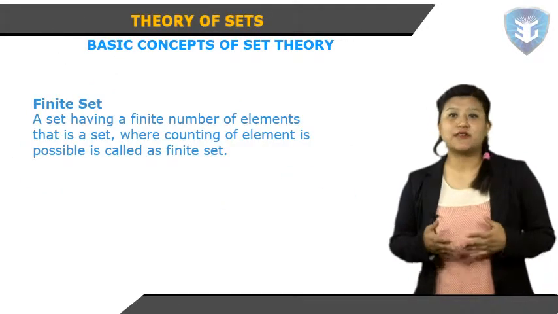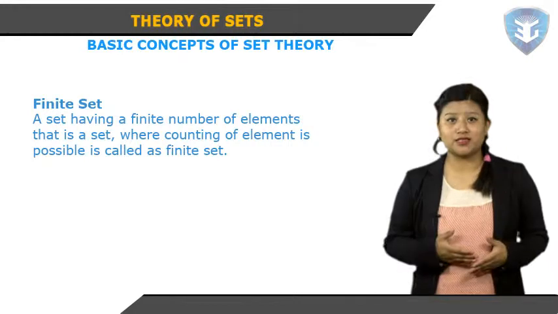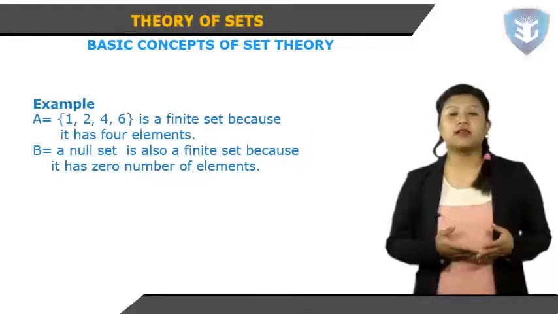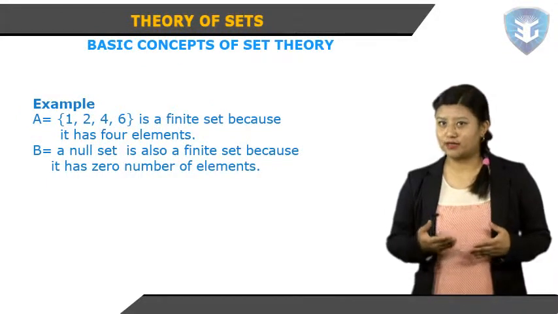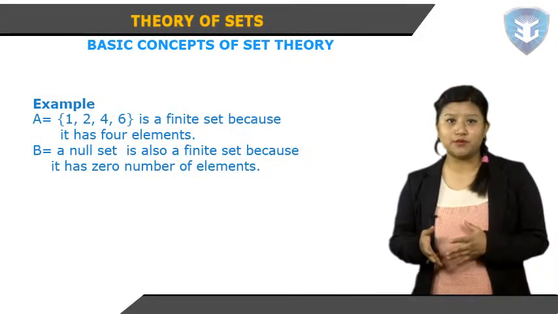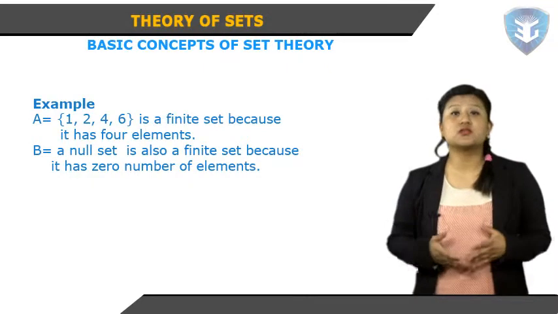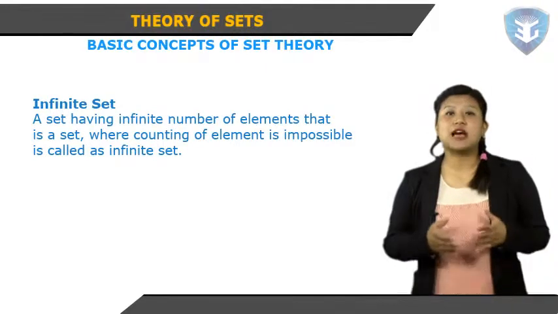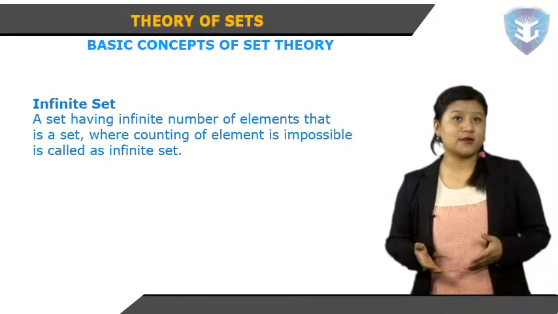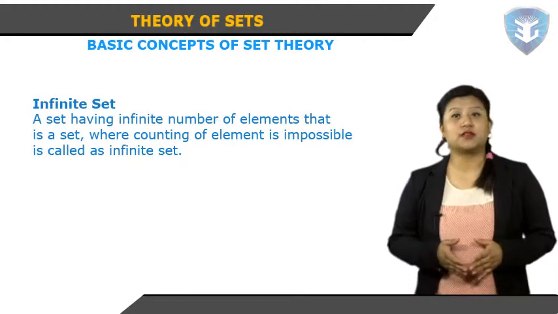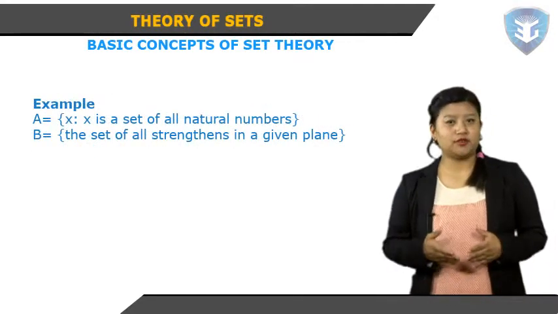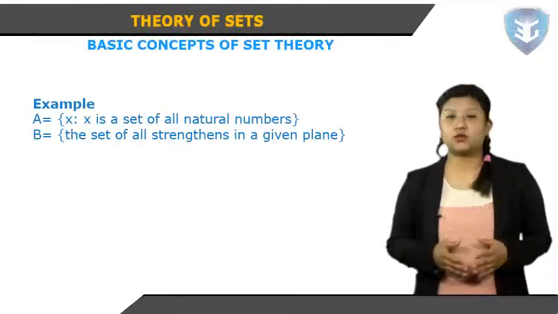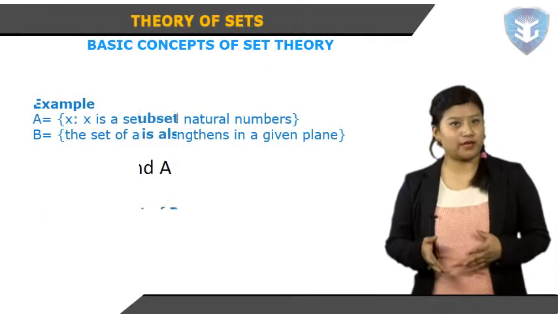Finite set. A set having a finite number of elements, that is, a set where counting of elements is possible, is called a finite set. For example, A is equal to {1, 2, 4, 6}. It is a finite set because it has 4 elements. B, a null set, is also a finite set because it has 0 elements. Infinite set. A set having an infinite number of elements, that is, a set where counting of elements is impossible, is called an infinite set. For example, A equals {x such that x is a natural number}. B equals the set of all straight lines in a given plane.